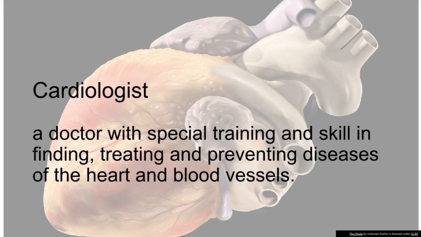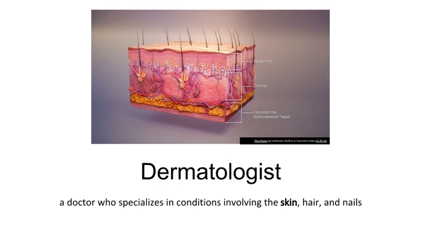A cardiologist is a doctor with special training and skill in finding, treating and preventing diseases of the heart and blood vessels. A dermatologist is a doctor who specializes in conditions involving the skin, hair, and nails. A dermatologist can identify and treat more than 3,000 conditions. These conditions include eczema, psoriasis, and skin cancer, among many others. The skin is an incredible organ.